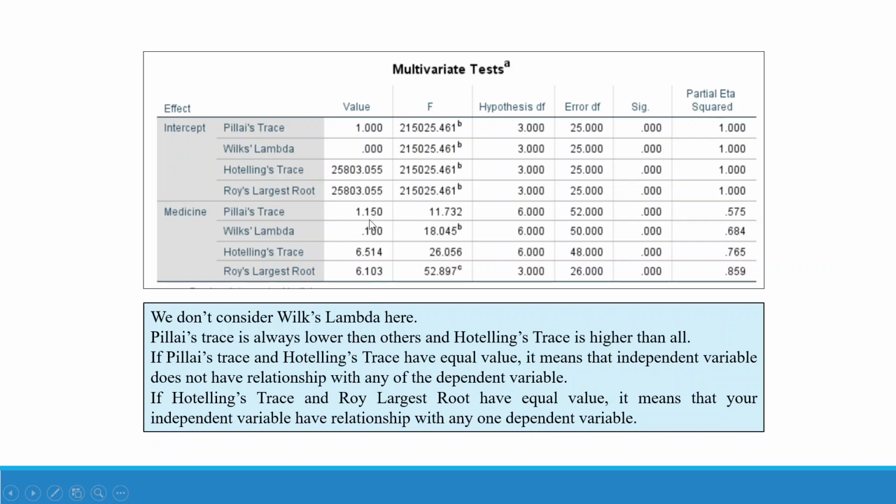But here the difference is large. If these two are the same, it means that the independent variable does not have a relationship with any of the dependent variables. The next possibility is if Hotelling's trace and Roy's largest root have equal values, it means that your independent variable has a relationship with any one dependent variable.